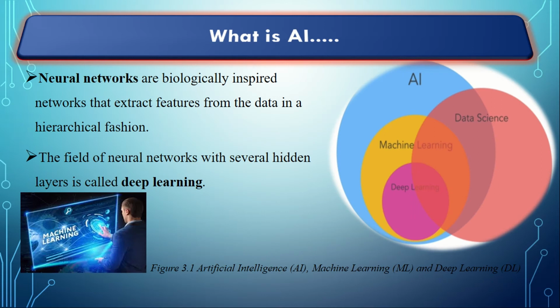This is what artificial intelligence means. This is the blue circle. Inside that there is the machine learning, and going deeper inside, deep learning. But the whole thing is connected by, or based on, the concept of data science.